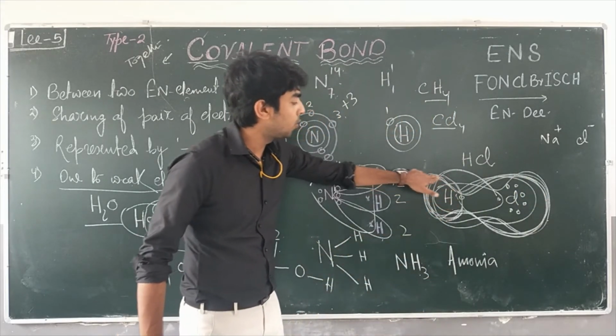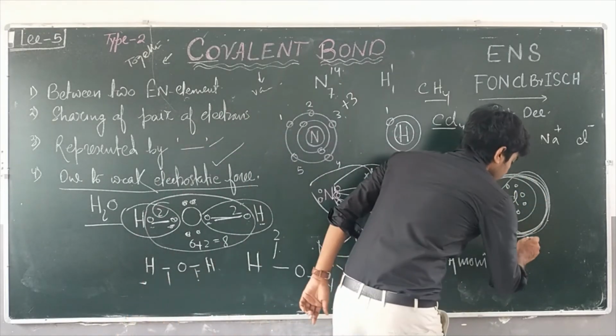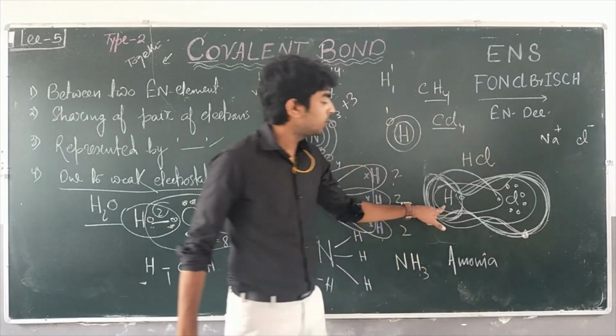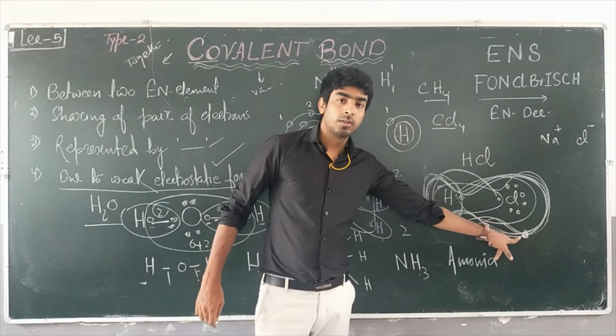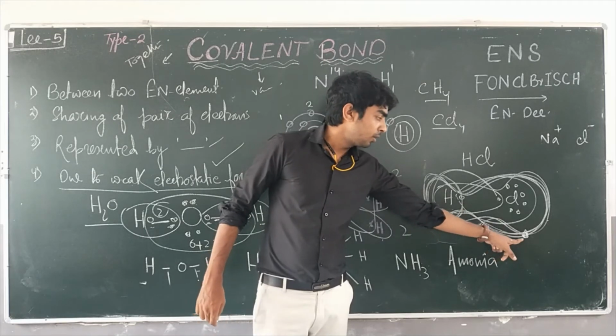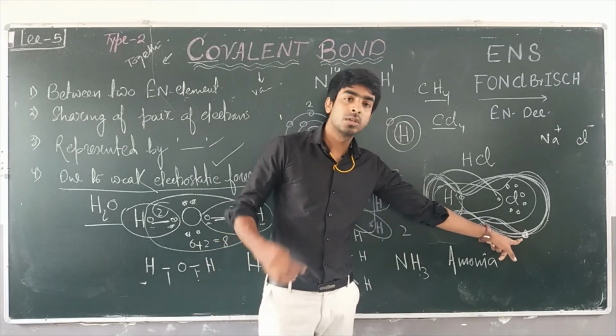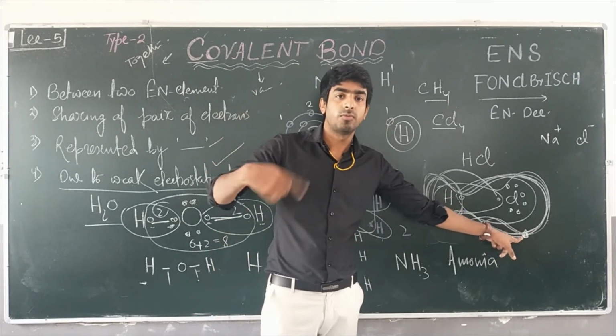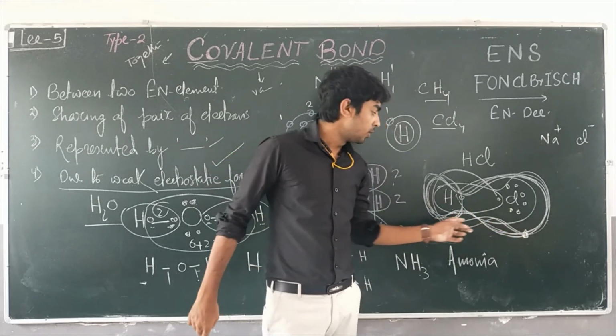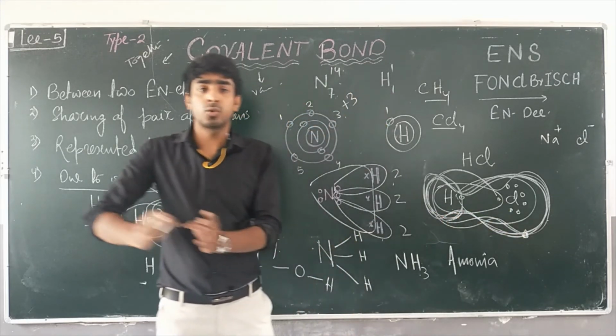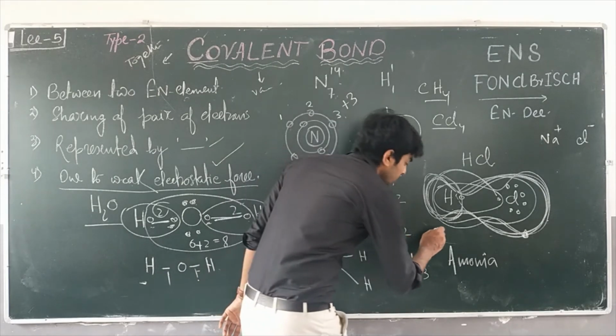So what will happen? This electron, while going towards this, suppose it is over here. Now the hydrogen's electron is at the chlorine, revolving at the chlorine side. So what will happen? If the electron is detaching, that means it will gain the positive.